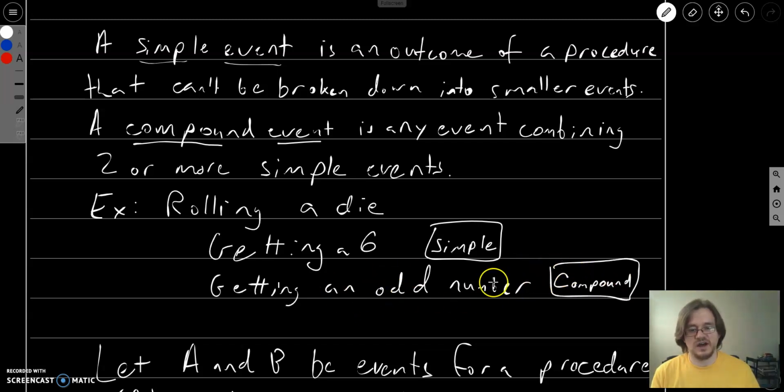Well, to roll an odd number, you can either roll a 1, a 3, or a 5. So because there's essentially 3 different simple events, getting a 1 is a simple event, getting a 3 is a simple event, getting a 5 is a simple event, getting an odd number is the combination of 3 simple events, so it is a compound event.